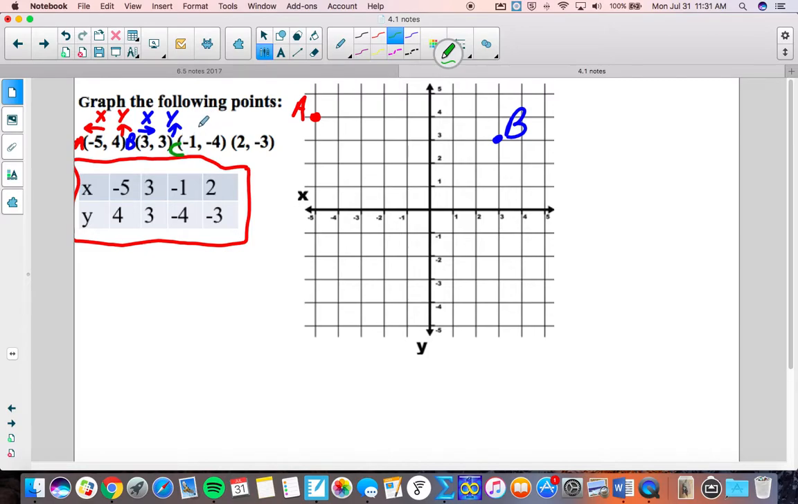C is at (-1, -4). The x value is -1. The x value tells me left or right, and in this case I'm going left. The y value tells me up or down, so in this case I'm going down. So left 1, down 4. That's point C. Last but not least, let's call this point D. My x value tells me left or right: I'm going right 2. My y value tells me up or down: I'm going down 3 because it's negative. Boom, there we are.